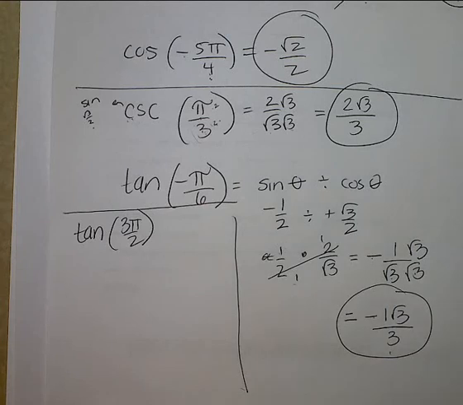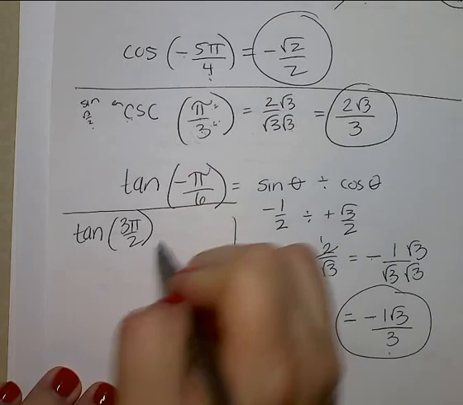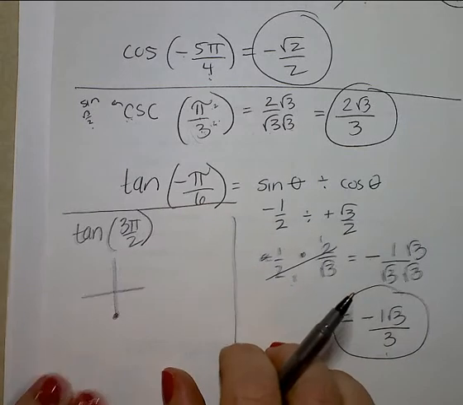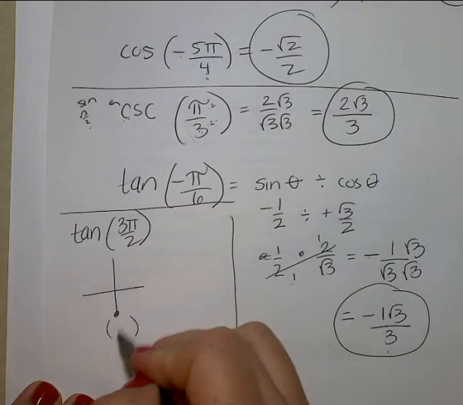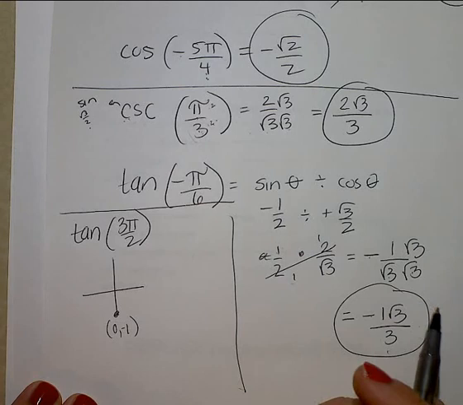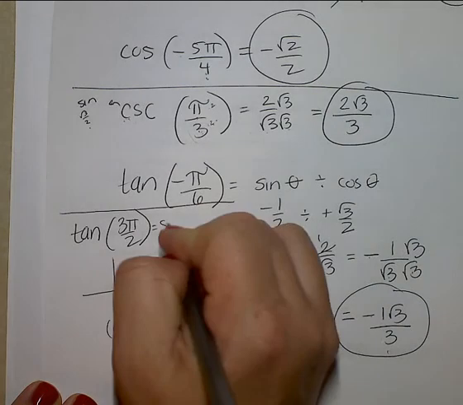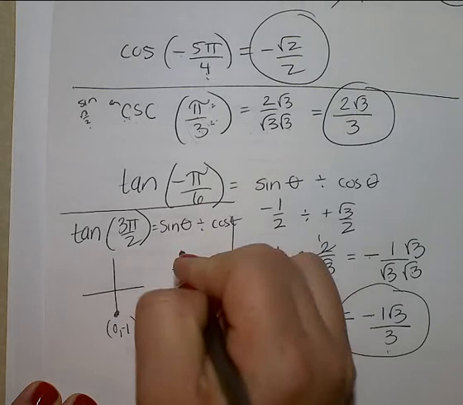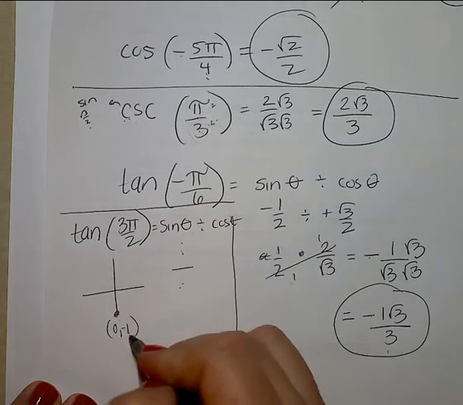For time purposes, I'm going to stop you. Let's do this together. Where do I find 3 pi over 2? Right down here. What is the ordered pair down here? 0, negative 1. Tangent is sine of an angle divided by the cosine. So I can actually even write it like sine over cosine. So what is the sine of this angle?